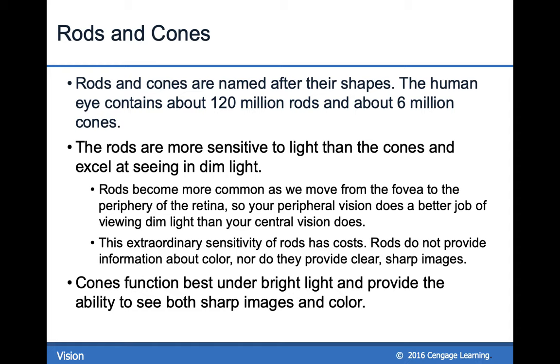This extraordinary sensitivity of rods, though, has costs. Rods do not provide information about color, nor do they provide clear, sharp images. So everything's kind of blurry at night. When you turn that light on, the color comes back, and so does that crispness with the cones in your fovea. The cones function best under bright light and provide the ability to see both sharp images and color.